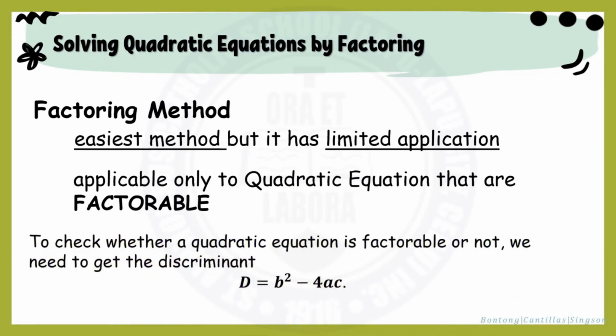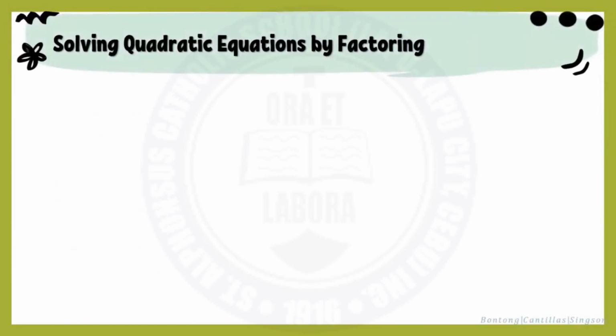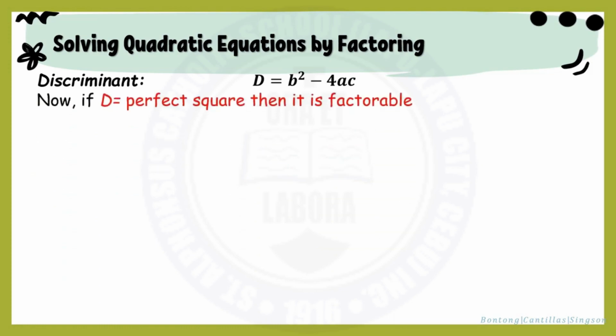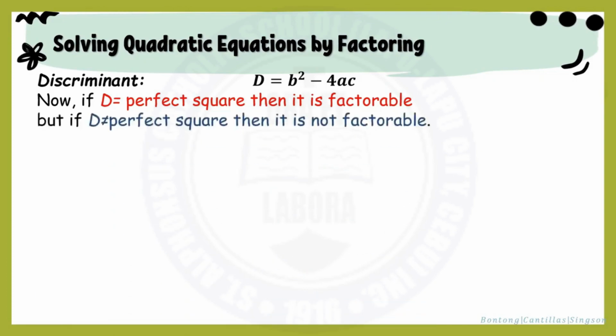or not? To check whether a quadratic equation is factorable or not, we need to get the discriminant. And the formula for the discriminant is D equals b squared minus 4ac. Again, we need to use the formula for the discriminant, D equals b squared minus 4ac. Now, if the value of D is a perfect square, then the given quadratic equation is factorable. But if the value of D is not a perfect square, then it is not factorable.